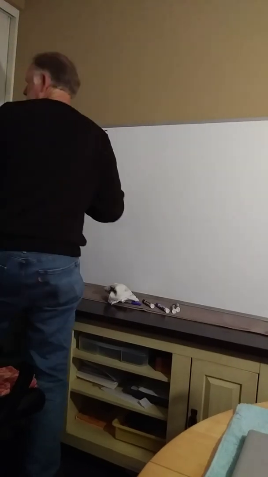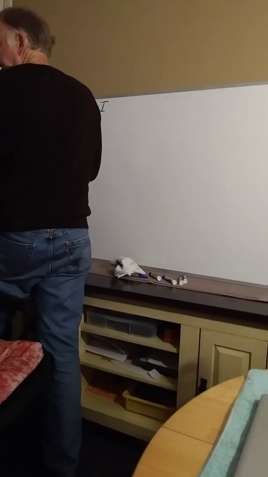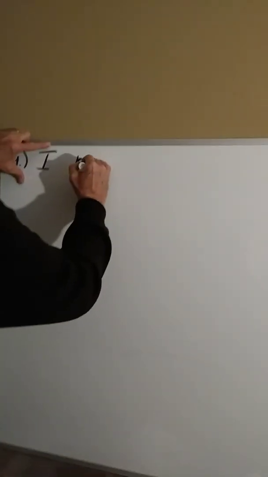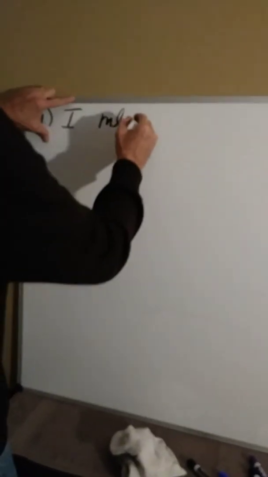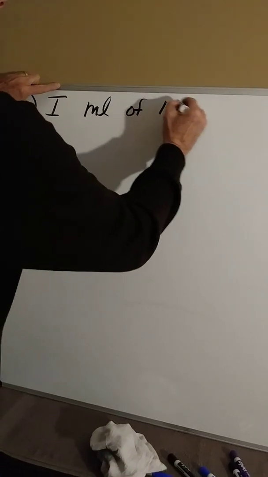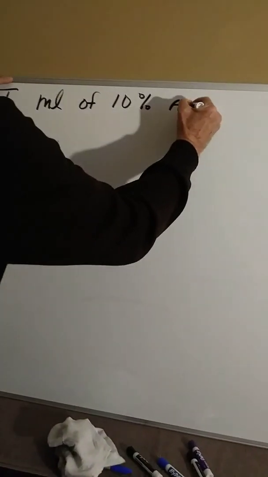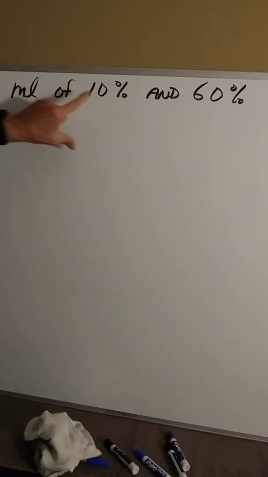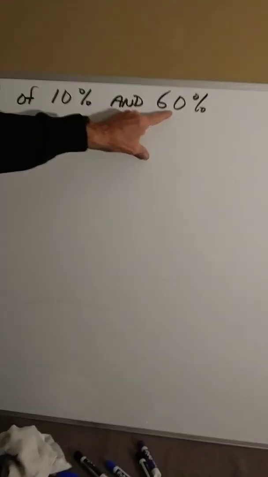Step 1. How many milliliters of the 10% solution and of the 60% solution should be mixed? You just write this. This is good enough. Abbreviate milliliters. Milliliters of 10% and 60%. That's what we need. There's the low. There's the high. You have to mix low and high to get the target. So that's what we're asking for.